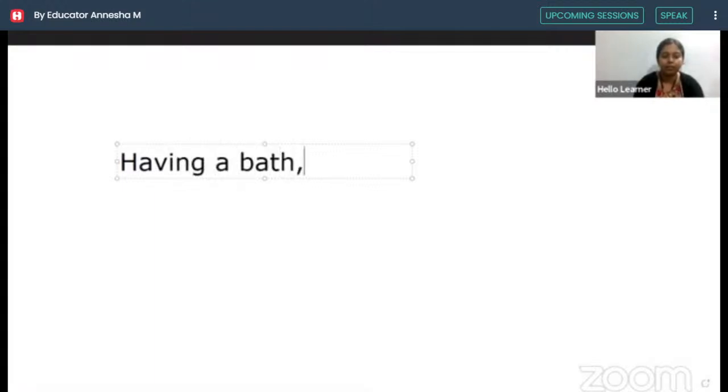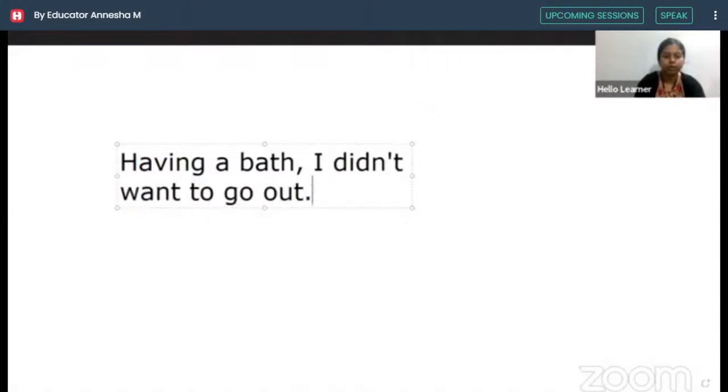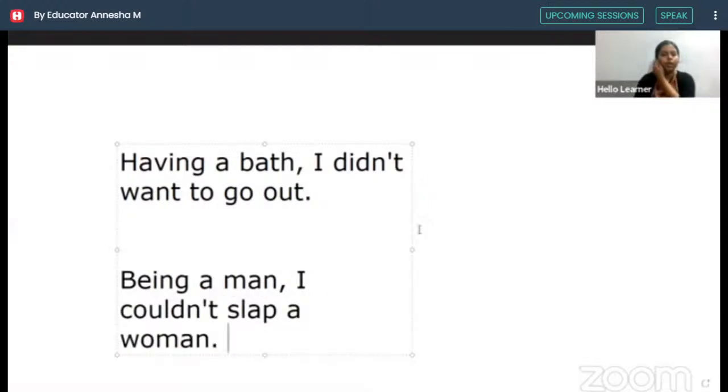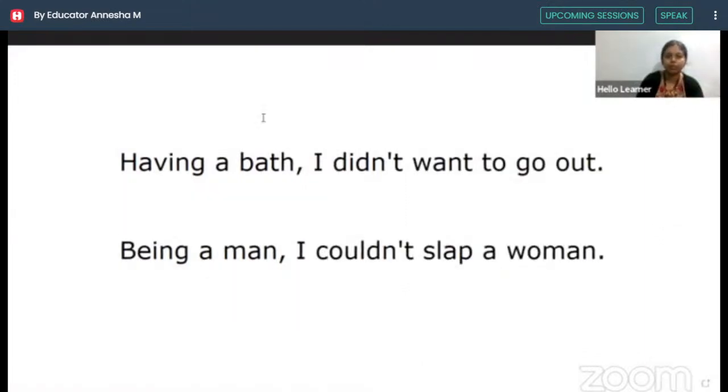Having a bath, I didn't want to go out. Being a man, I didn't laugh. Okay. Look at these two sentences. Both of the sentences start with present participle forms, that is the ing form, right? And it might look very much like a gerund, but it is most definitely not a gerund. It is rather a present participle. It is rather a verb.